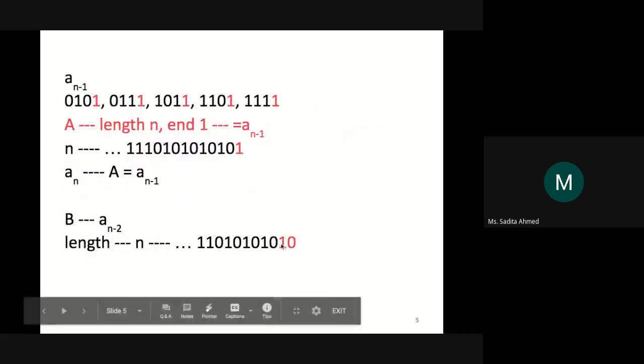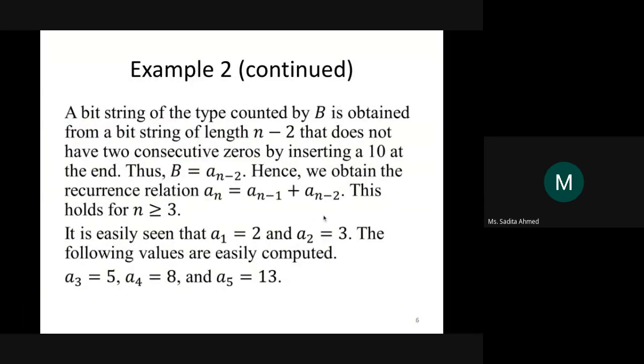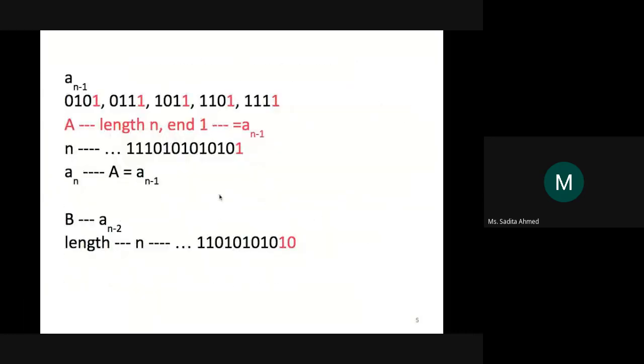because if it ends with 0, then I have to specify the bit before the 0 as well. Why? Because double 0 cannot be there. So the bit before 0 must be 1. So if we utilize n minus 2, then all those bit strings of length n minus 2, simply add a 1 0 at the end. All right? So you get that count, a n minus 2. It's going to be the same as a n minus 2.